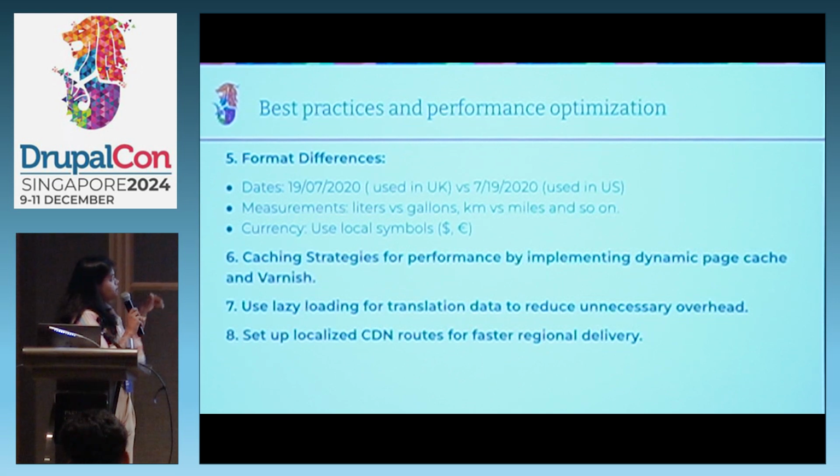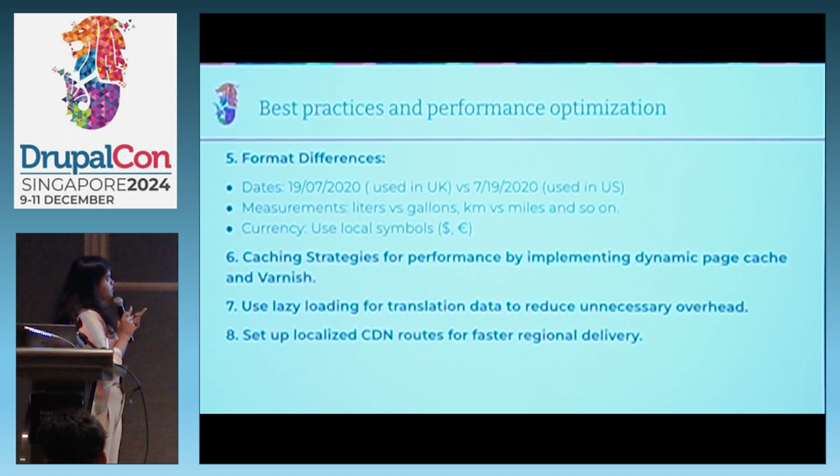Here are some other examples that we need to keep in mind, like the date formats and the measurements that we need to translate when the user is accessing the website from different regions, the currencies as well. So now let's take a look at how we can perform optimization of the website.